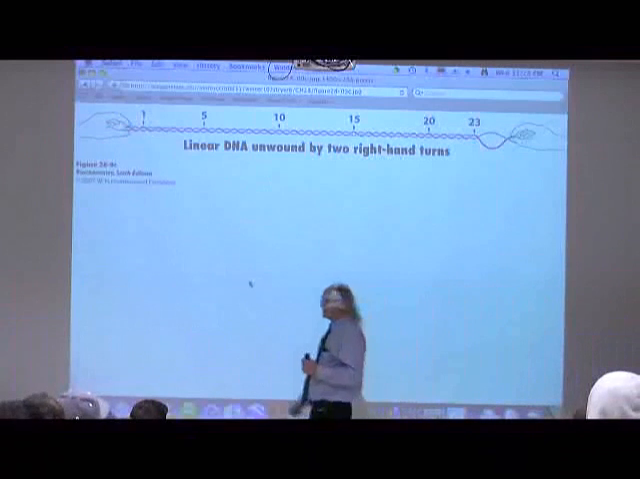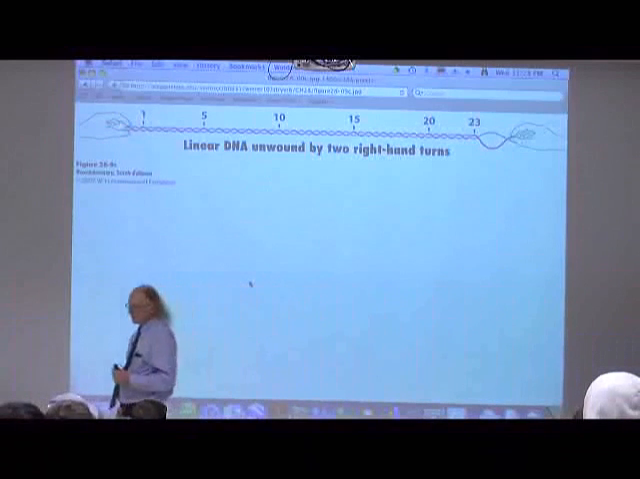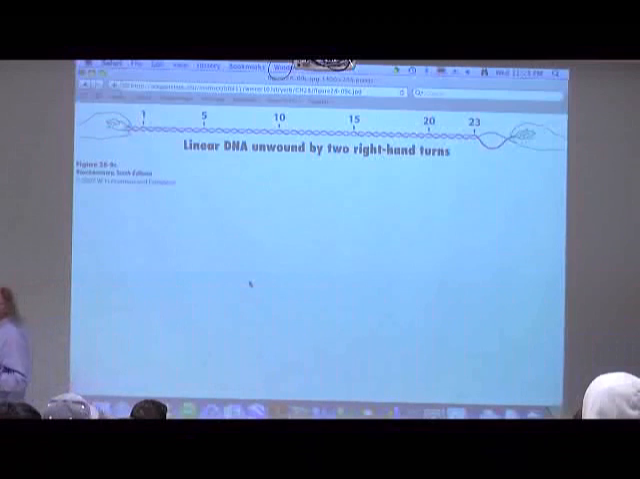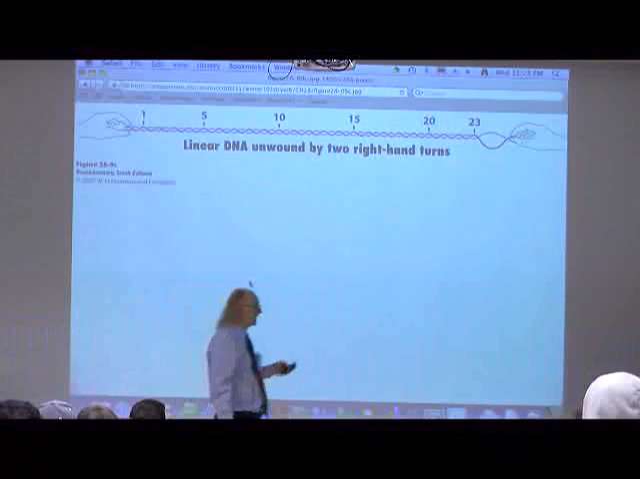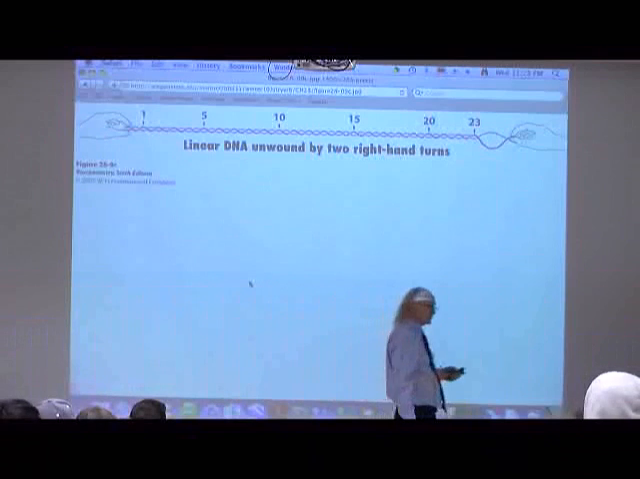Before I do that, I need to define something for you. Okay? Twists are pretty easy to understand. Twists are the number of times these guys cross over each other in this strand. This guy started out with 25 twists. I've just unwound it twice, so now it's got 23 twists.